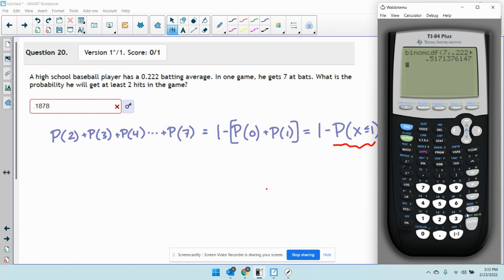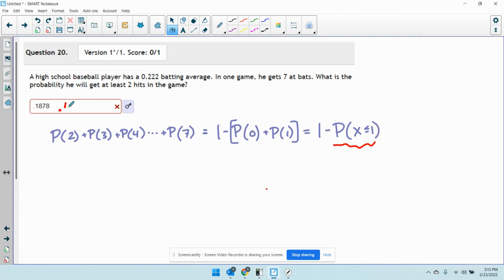Boom. But my answer is going to be the probability of at least 2. So that's the opposite, 1 minus the answer. So we get 0.48286 or 0.4829. Okay, at least means 2 or more. So we have to use the probability of 1 minus, 1 or less. Binomial CDF.